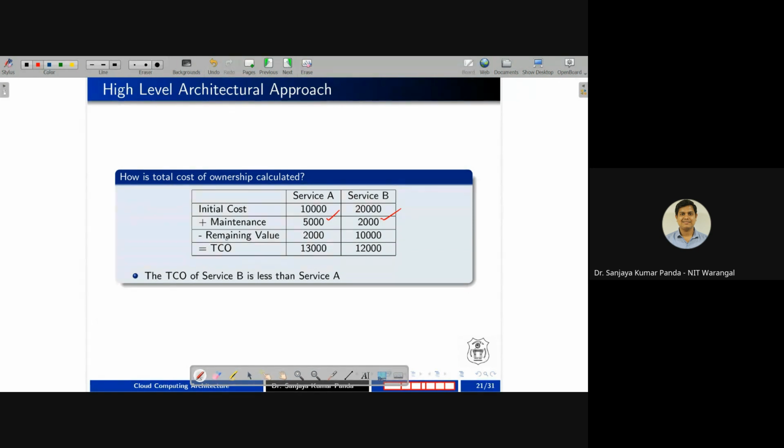If you calculate the total cost of ownership, you get 13,000 for service A and 12,000 for service B. Initially, when you look at the initial cost, we have an impression that service A is going to be better in comparison to service B. But overall, we found that service B is less than service A, because you need to consider multiple factors. Then only you can select one. So here, obviously, service B is less than service A, and we are selecting service B as our intended service.